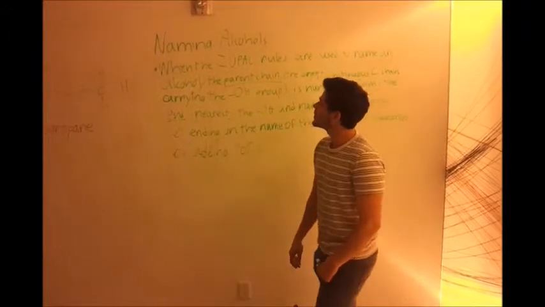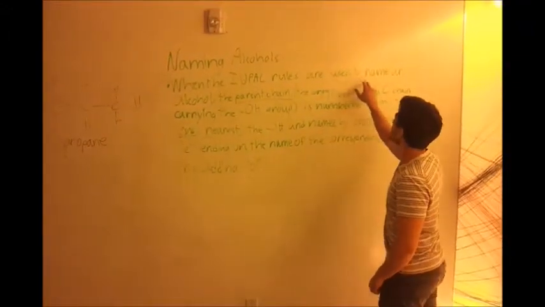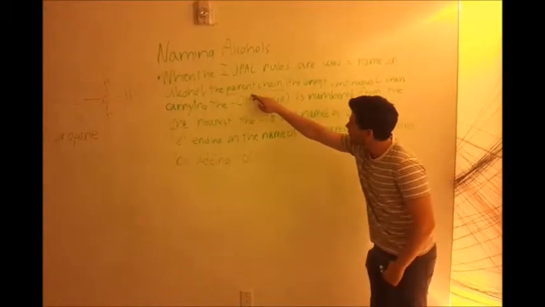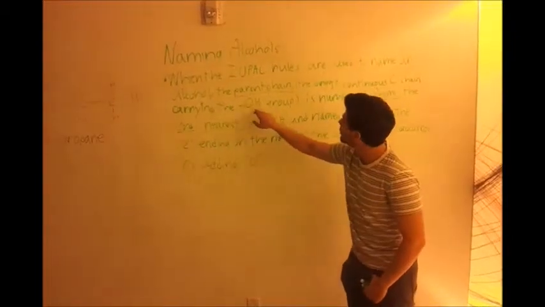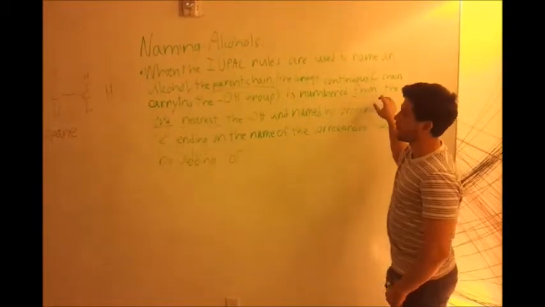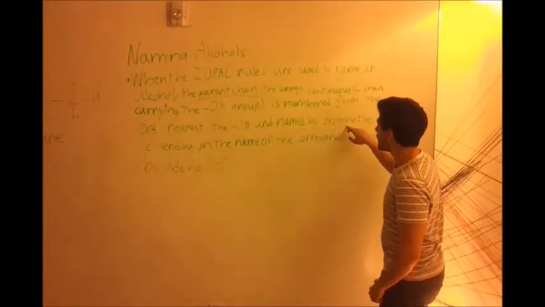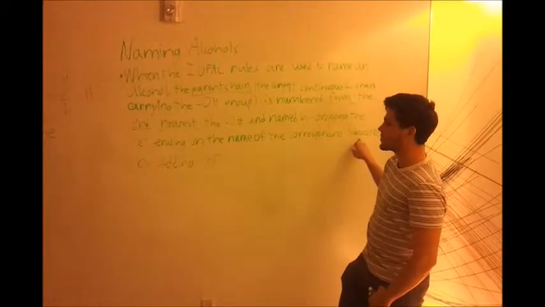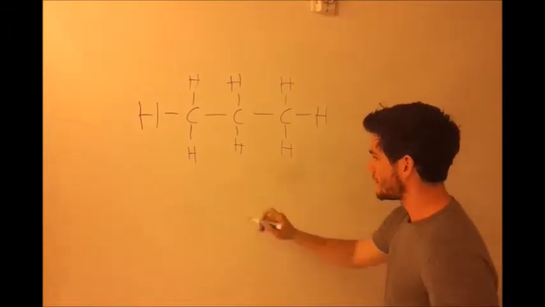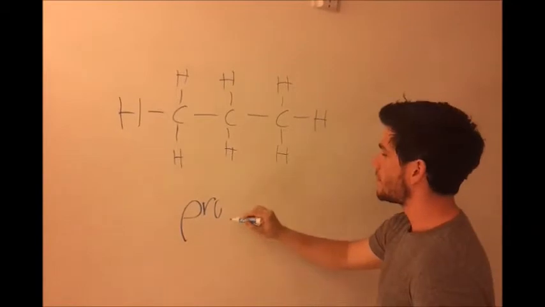Okay, so today we're going to talk about naming alcohols. The first rule is when IUPAC rules are used to name an alcohol, the parent chain, the longest continuous carbon chain carrying the OH group, is numbered from the end nearest the OH and named by dropping the E ending on the name of the corresponding hydrocarbon and adding OL. This alkane group is prop, 1, 2, 3 carbons. Okay.